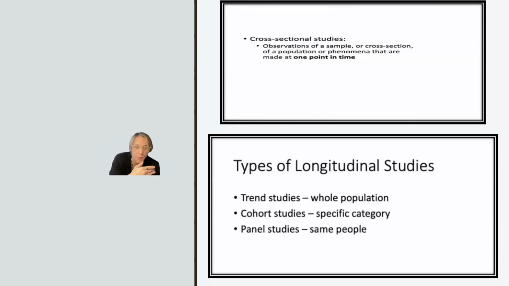Cohort studies examine specific subpopulations or cohorts as they change over time. So if we were to follow the millennial generation to see how their ideas and behaviors change over time, that would be a cohort study. This is used by many companies to track generational trends to know how to better market to generations and focus points. A panel study, on the other hand, is when you follow the same set of people over time.